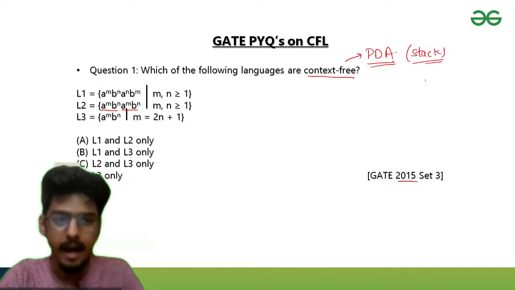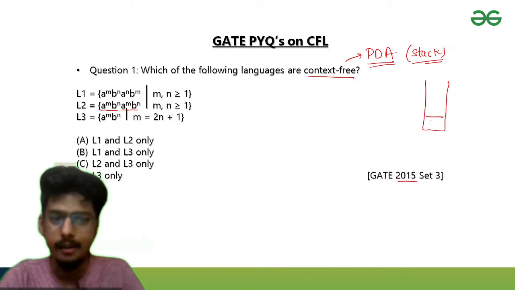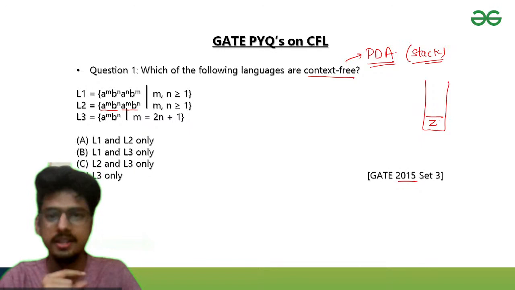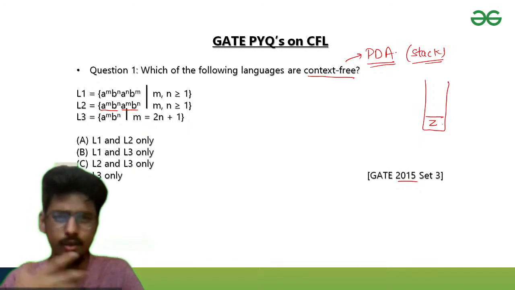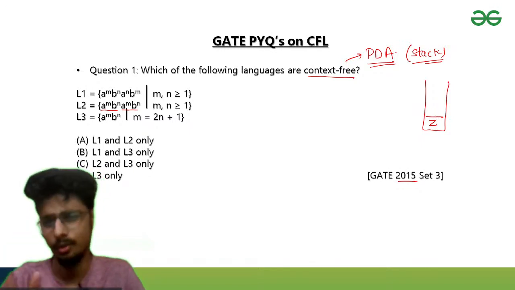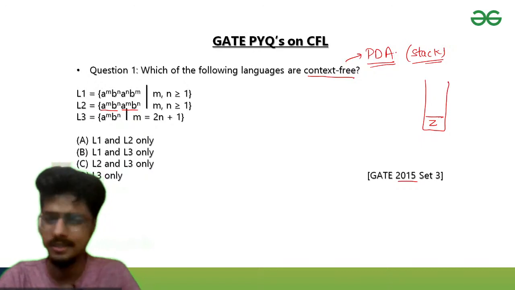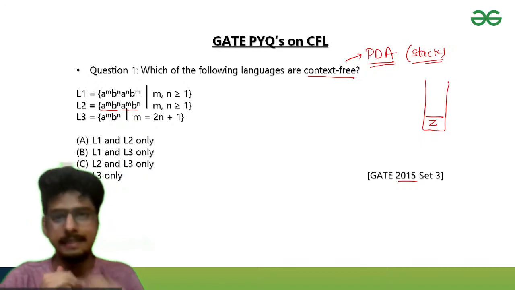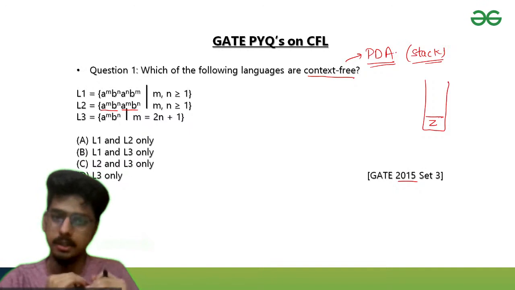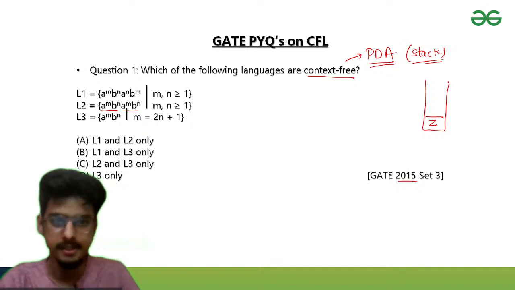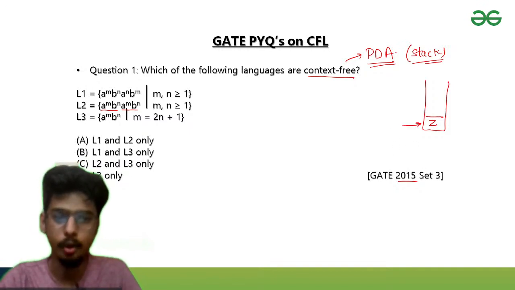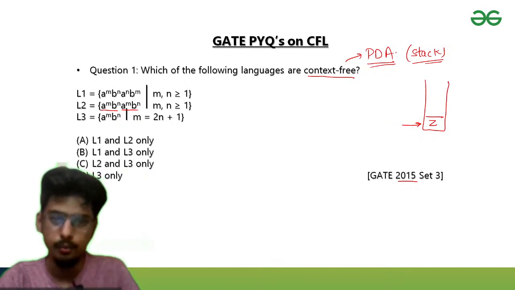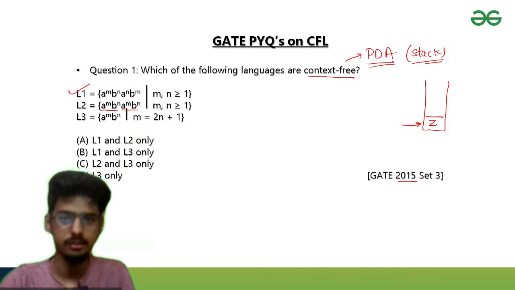So we have a stack like this, and in the bottom I already have an initial symbol. I can call it Z, I can call it Z naught, whatever you want to call it. This basically represents that I am at the bottom of the stack. This marks the bottom of the stack. And now, let's suppose we have a look at this L1, whether it is context free or not.